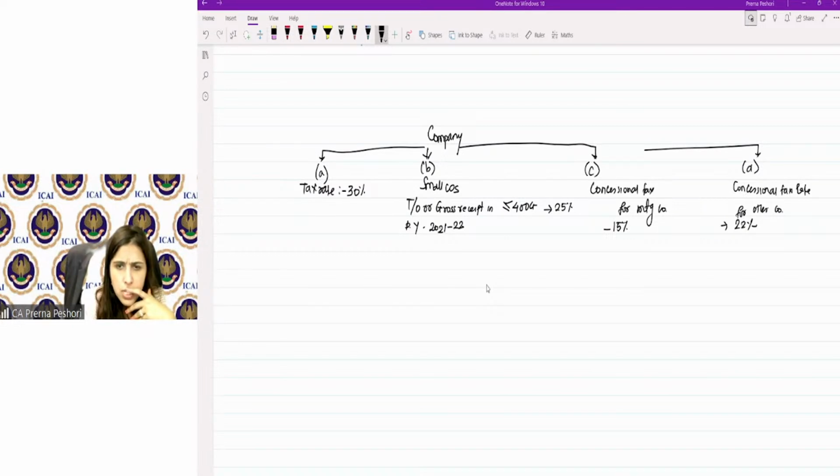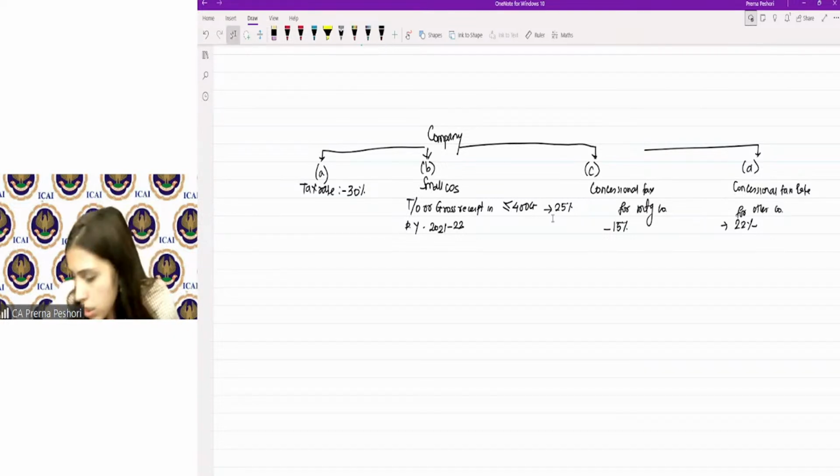If they cross this limit in 22-23, can they still claim this? Yes, they can claim this, because what we are seeing is the turnover of the previous year 21-22 and not 22-23. In 22-23, if your turnover is more than 400 crore, that also is fine. You can still claim 25% if you had turnover less than 400 crore in 21-22. That's why I said it's very illogical.